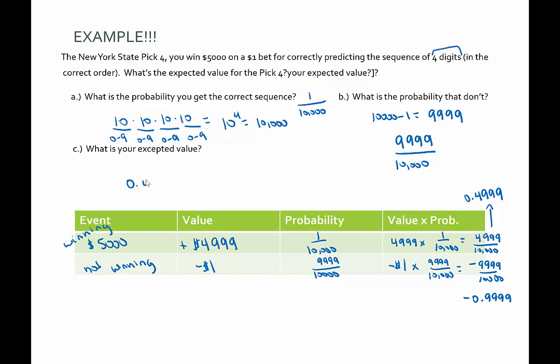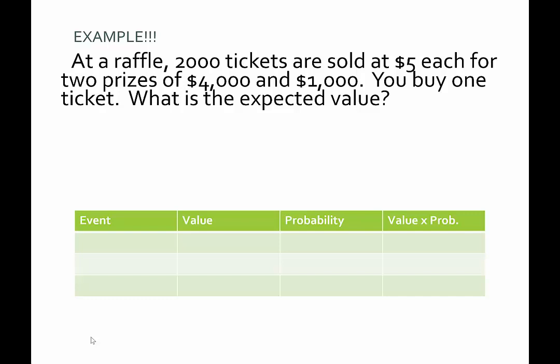And then if we add those two together, luckily these turn out pretty nice. We get 0.4999 plus negative 0.9999. And it looks like we are expected to lose 50 cents. You put in $1, we're not making it back. We are expected to lose 50 cents. Is it worth it? No. Is the thrill of the ride worth it? I can't tell you how to live your life. It's up to you.